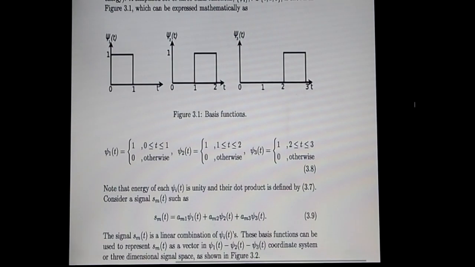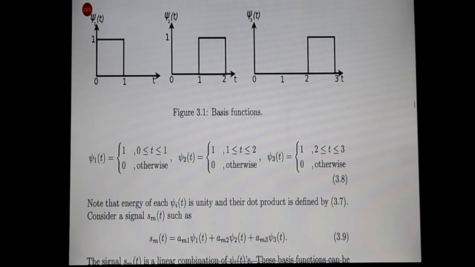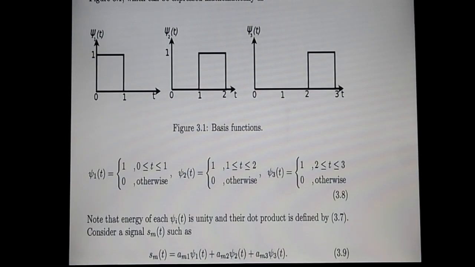Now, this figure shows an example for the three basis functions, a very simple, very basic example. In figure 3.1, the basis functions are shown. Psi 1 of t is a pulse with peak value 1 from 0 to 1. Similarly, psi 2 of t is a pulse from 1 to 2, unity, and 0 elsewhere. And psi 3 of t is another pulse, which is unity from 2 to 3 and 0 elsewhere.